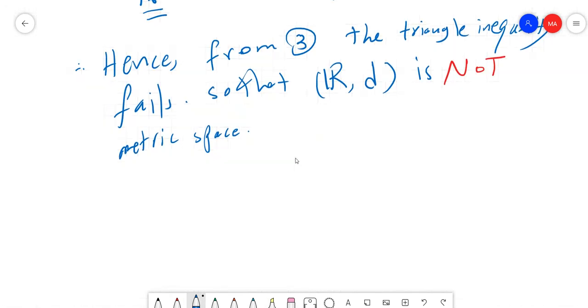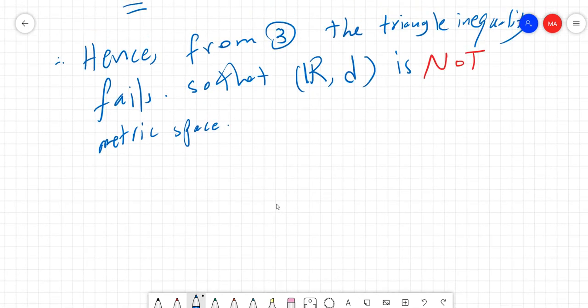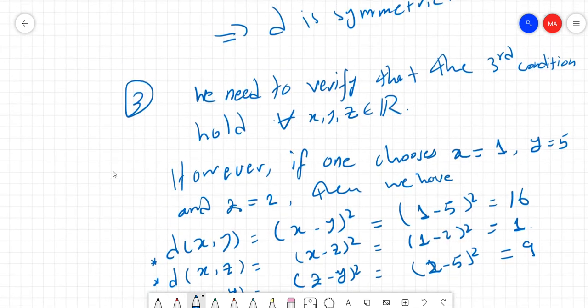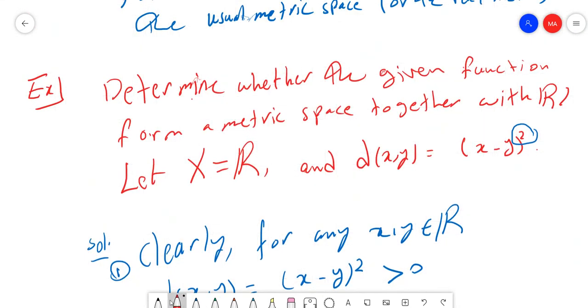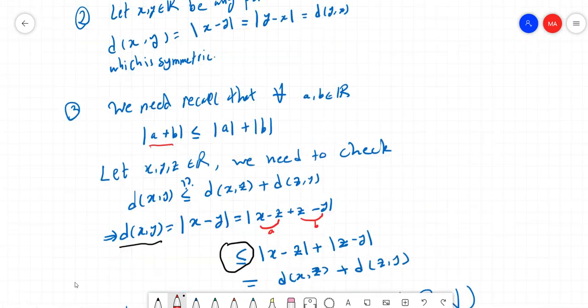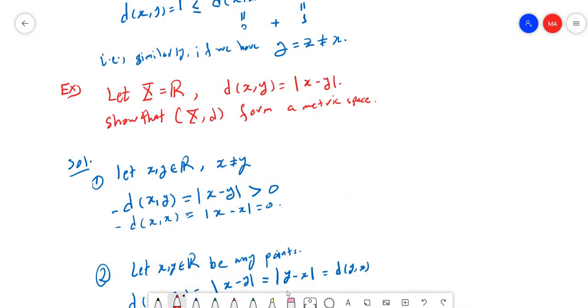This is the counter example, to point out that this fails the third condition, and the previous one is the second.